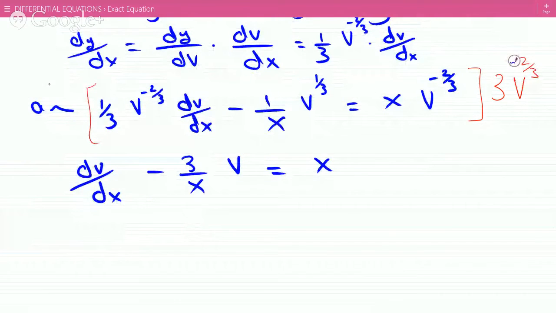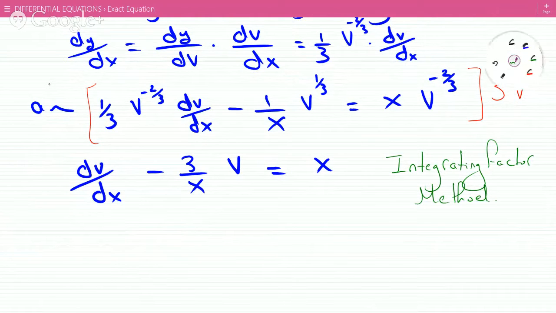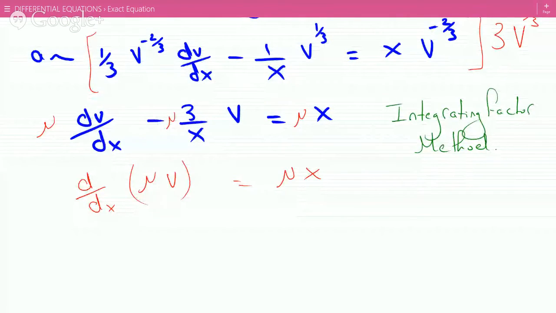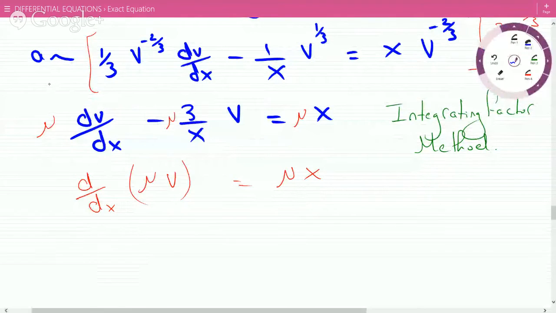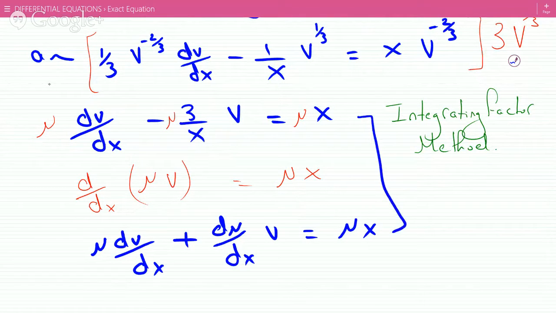And so now, from here, we will use the integrating factor method to solve this. So what we're going to do is multiply here by mu, here by mu, and here by mu. And we're going to claim that d over dx of mu v equals mu times x. And d mu over dx by the product rule has to equal mu of x. And we will compare these two equations. These two are the same.